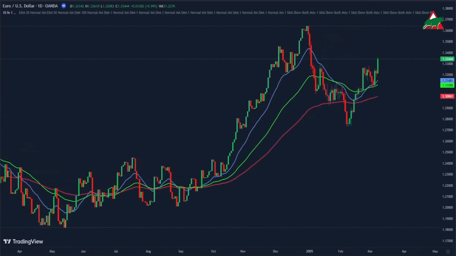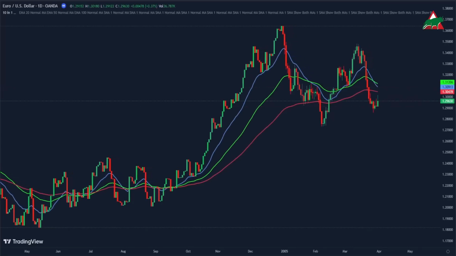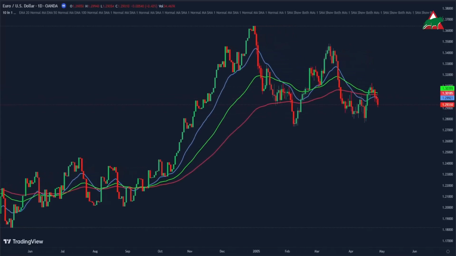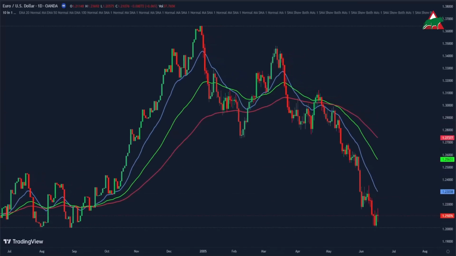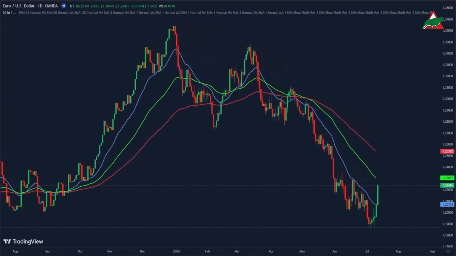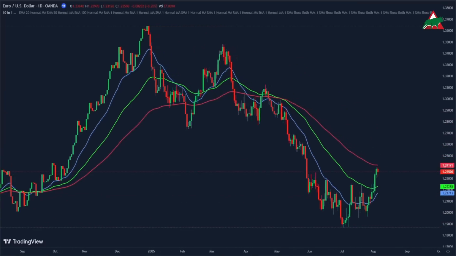For optimal results, it's important to combine EMAs with other indicators and tools. These additional indicators act as supporting characters, helping to confirm or validate the signals given by the EMAs.